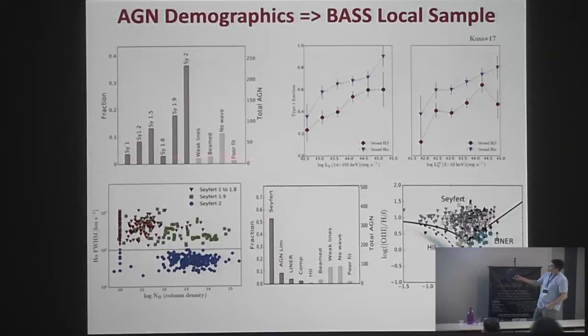If you look at the type 1 to type 2 fraction as a function of luminosity, this is the luminosity in the observed band, 14 to 195, and this is the intrinsic 2 to 10 keV. And they're pretty similar. Essentially, you see that the fraction of broadline sources increases with luminosity. And so the fraction of type 1 sources increases with luminosity. And this is both for H alpha and H beta.